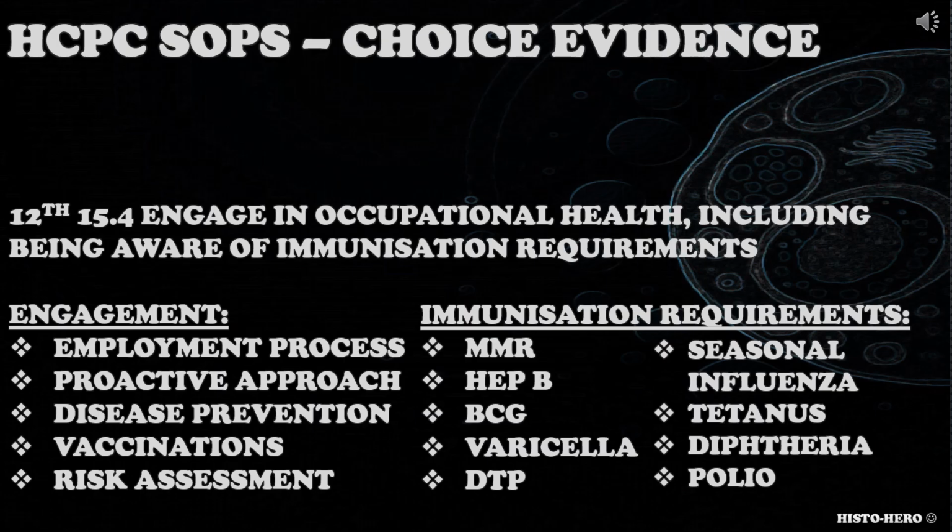Consider engagement like proactive approach, disease prevention, vaccination, risk assessment, employment process, and so on. Also consider immunization requirements such as MMR, hepatitis B, seasonal influenza, tetanus, diphtheria, polio, varicella, and others. Always have those standards in your mind when you are selecting a piece of evidence and then when you are writing it. Remember, all those standards need to be demonstrated in the 2 pieces of evidence you choose.